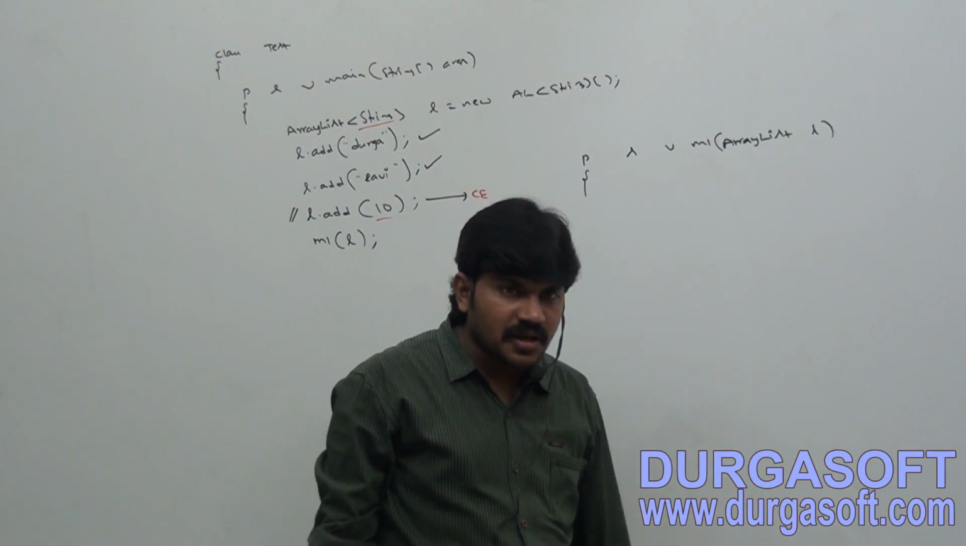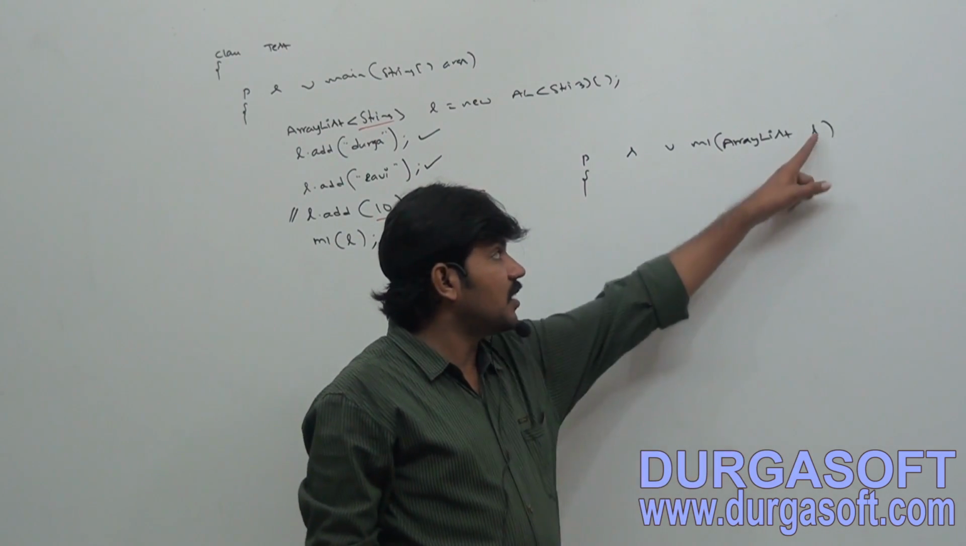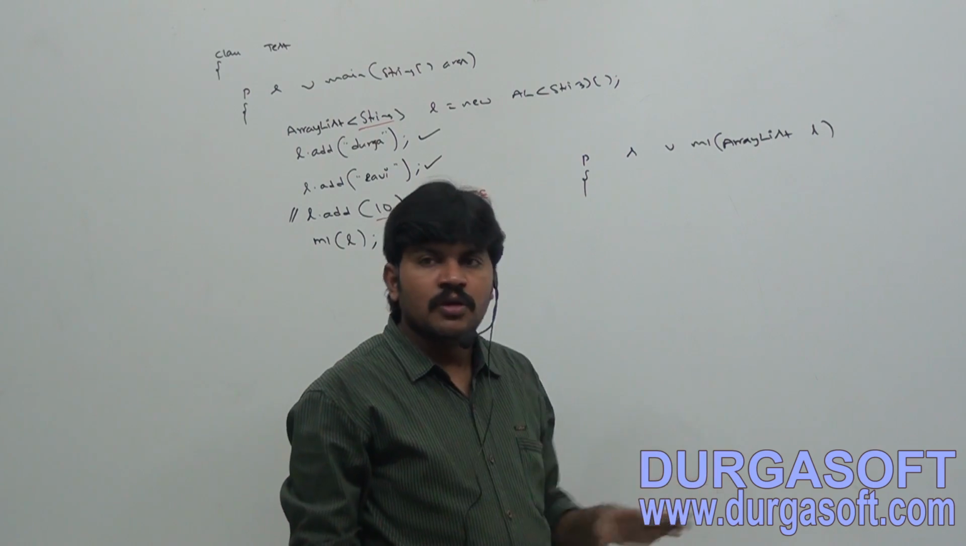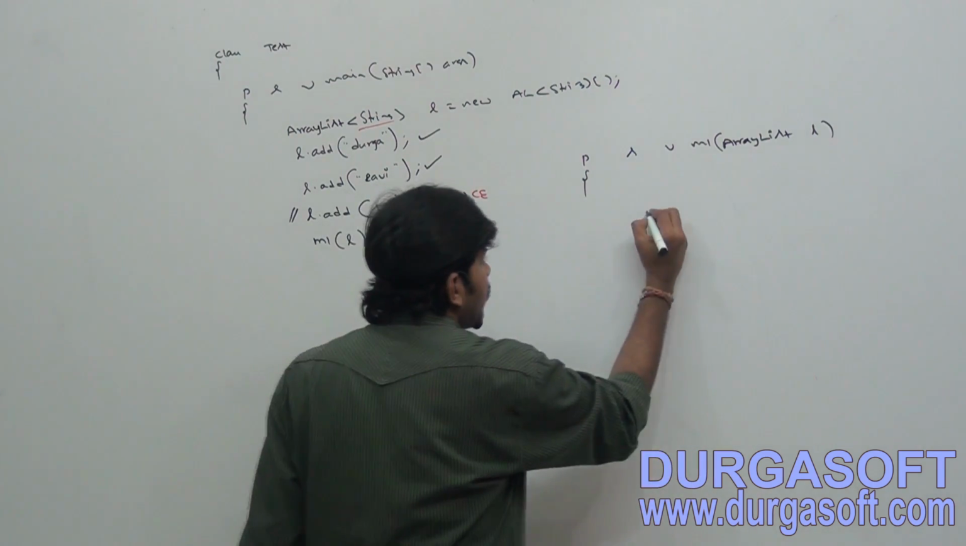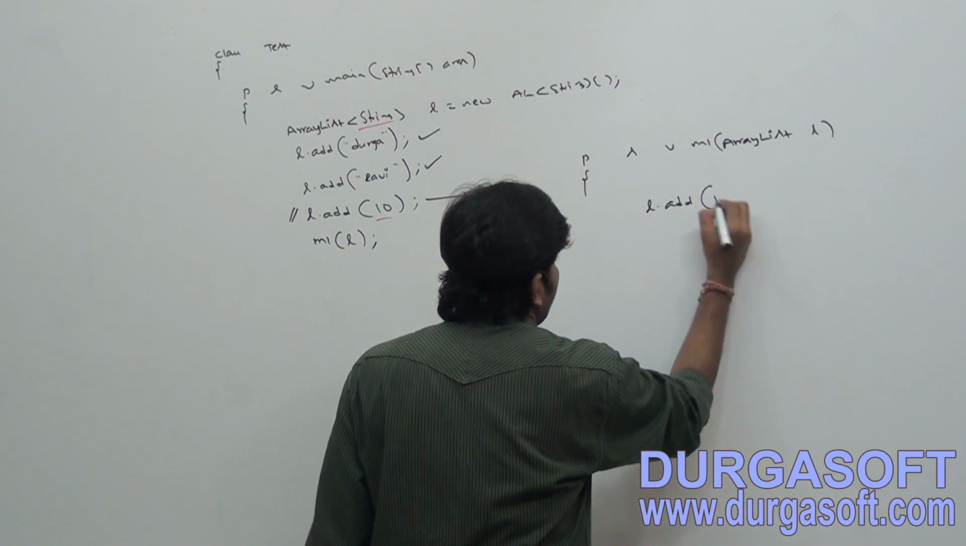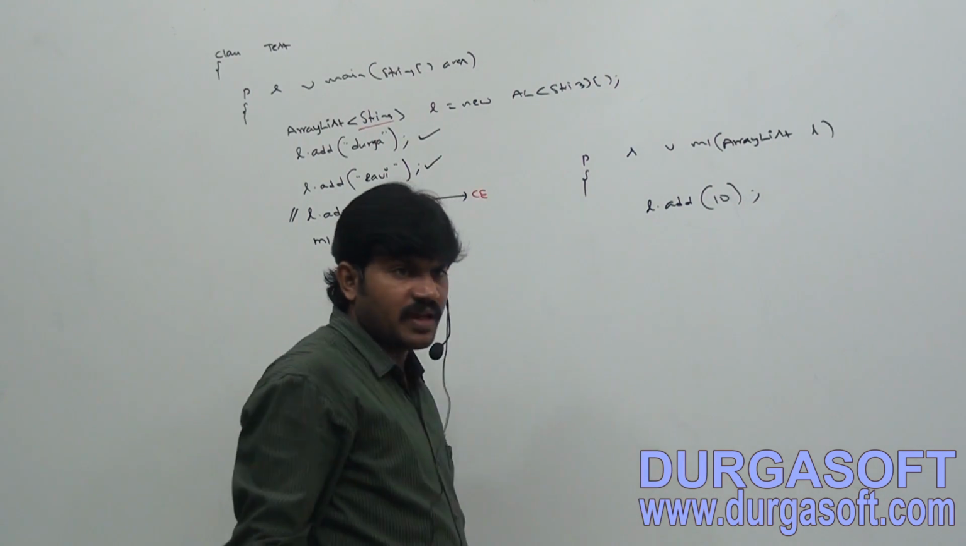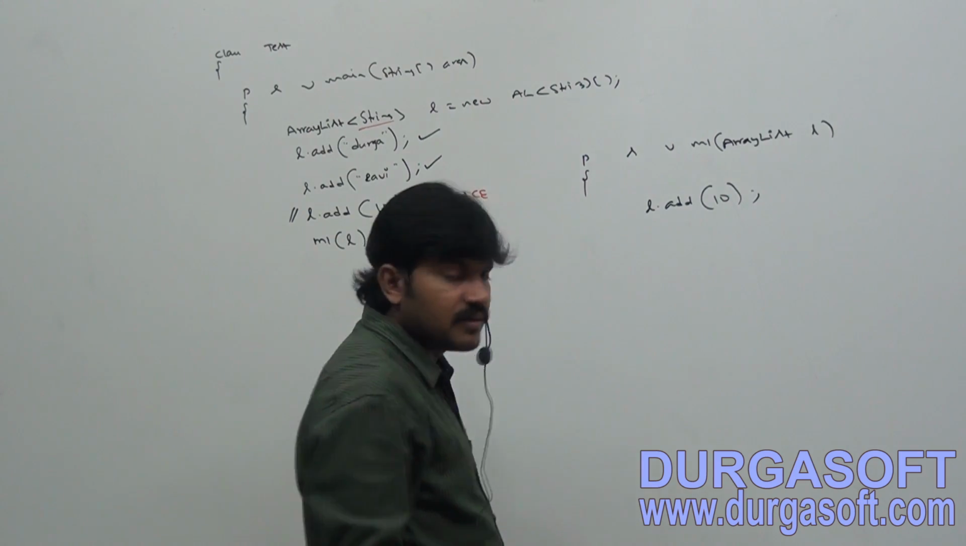Normal array list or generic array list? L is what? Normal array list. For a normal array list, now I am adding L.add(10). Valid or not? L.add(10).